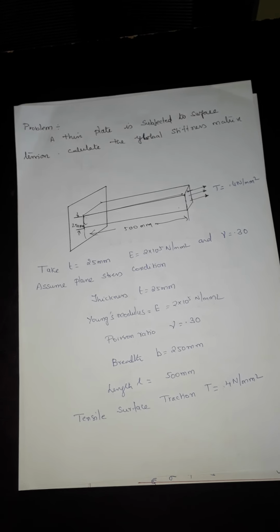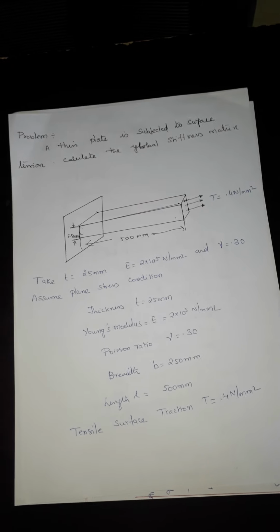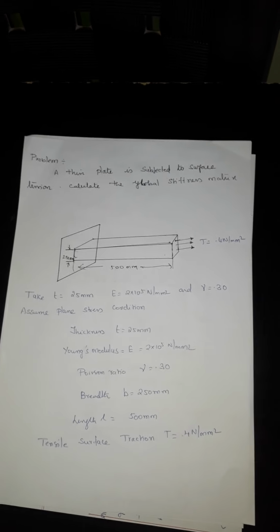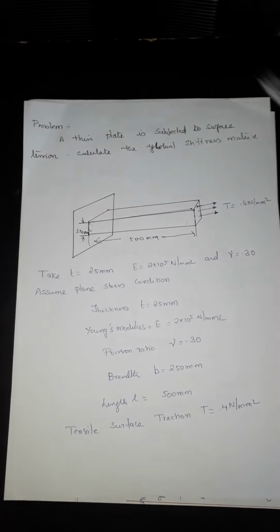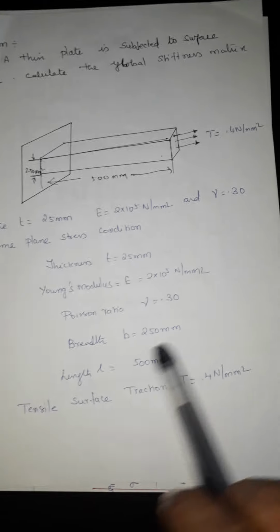We know that it is a plane stress problem, so we can convert it easily. Sigma z and the other out-of-plane stresses will all be 0, so it can easily be converted into two-dimensional, and here we have to calculate only the global stiffness matrix. So here the traction force is given.